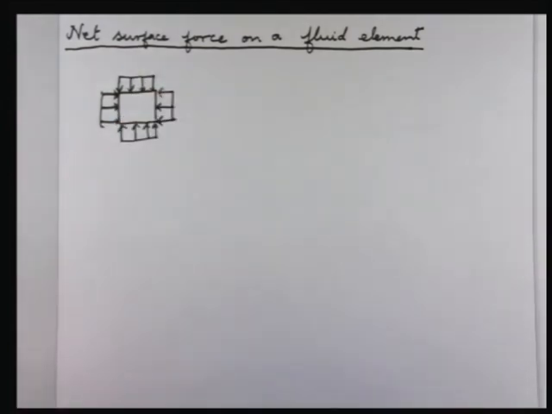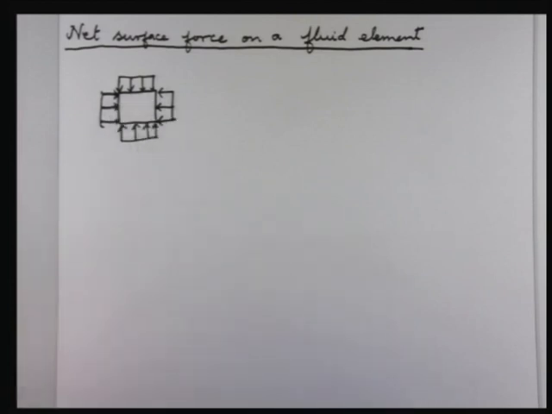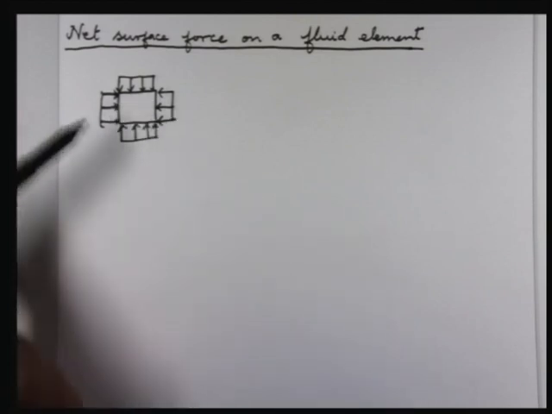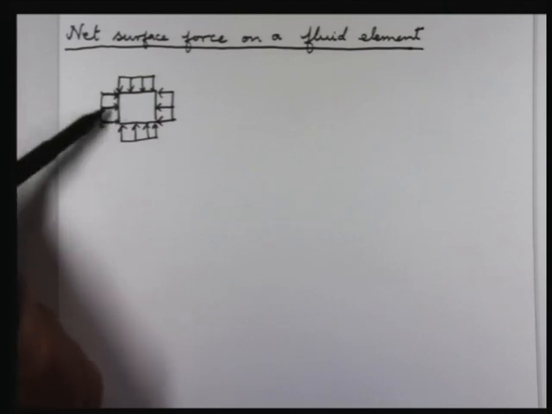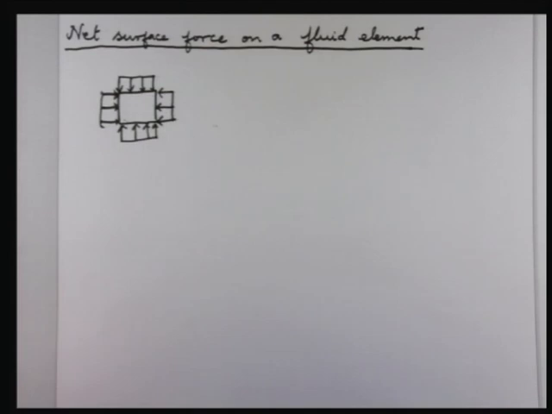Now if I ask you what is the net surface force on this fluid element, what will you say? The force on this surface is pressure into the area. The force on this surface is also the same pressure into the same area, and they are acting in opposite directions. So it will cancel out. So the first thing you have to understand is that there is going to be a net force only if the pressure is varying from point to point. If the pressure is not varying from point to point, then the net force is going to be 0.